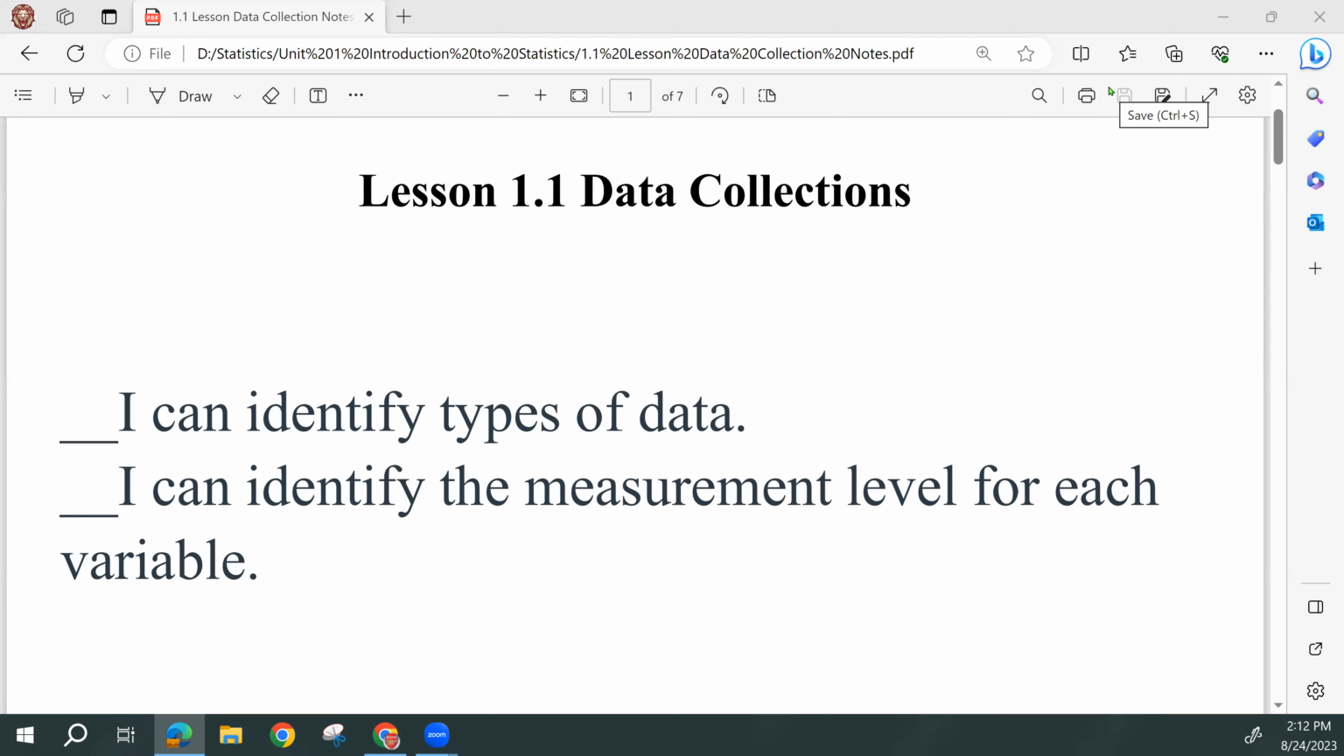Hey y'all, and welcome to the second video lesson of the year. Today we're going to talk a little bit more about types of data, and we are going to identify the types and the different measurement levels in this lesson.